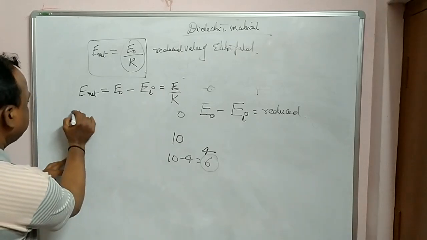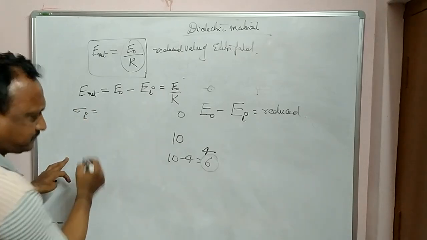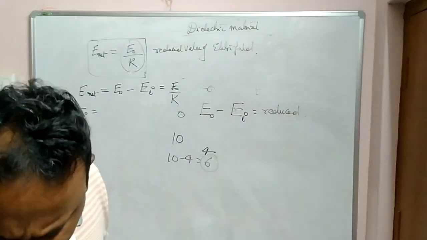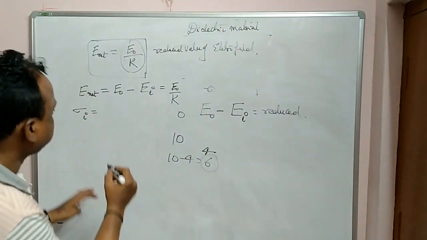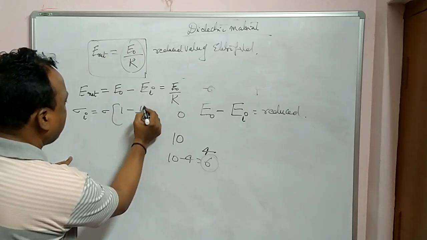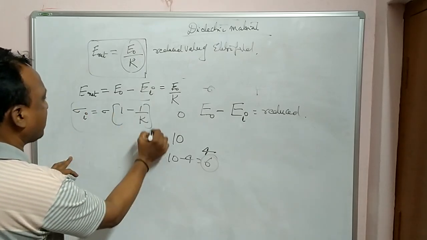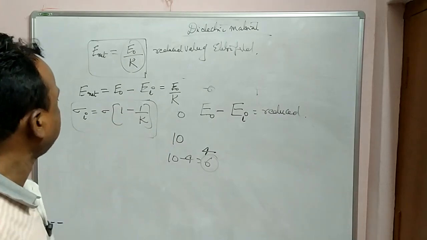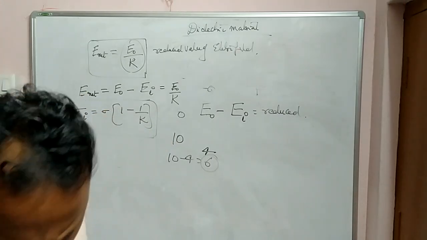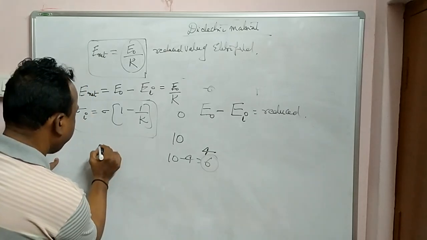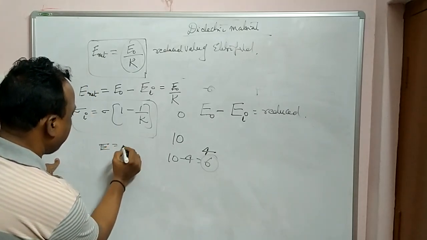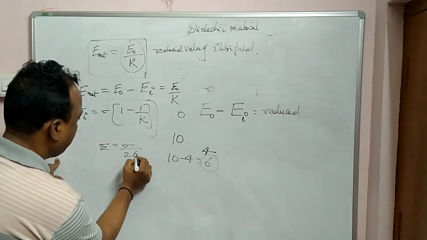EI, sigma, you know already, for an infinite sheet you have charge density, charge per unit area. Sigma induced is equal to sigma into 1 minus 1 by k. These formulas are important for doing numerical problems. And you know what is the field for infinity sheets? E is equal to sigma by 2 epsilon naught.